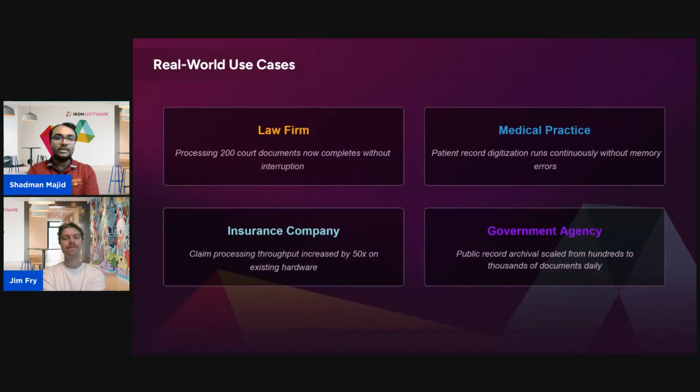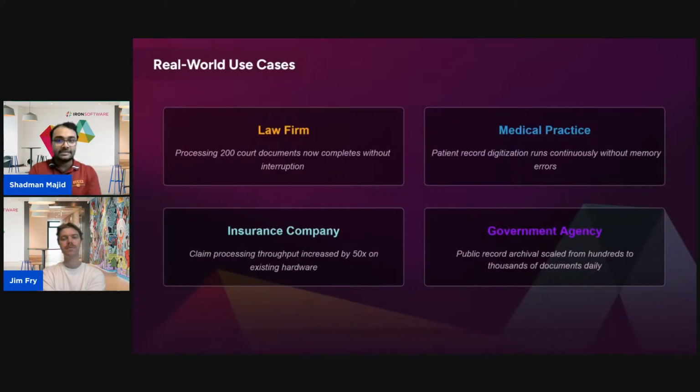So how do these changes impact real-world use cases? We have put in some industry-specific use cases because we have customers from different industries using the IronOCR software on a day-to-day basis. For example, for law firms, this change in IronOCR means they can now process 200 court documents and complete it without any interruption.